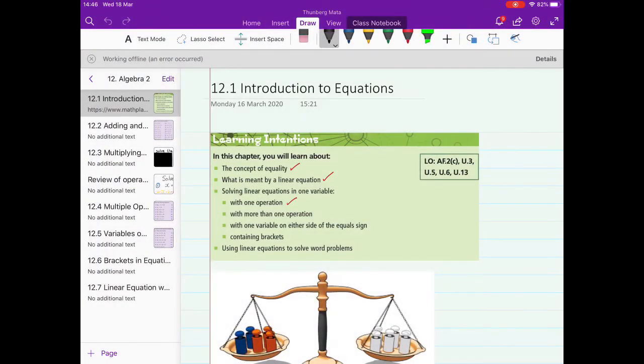In today's lesson, we're going to be looking at, very specifically, solving linear equations in one variable with more than one operation and with one variable on either side of the equal sign. There are two objectives for the day.